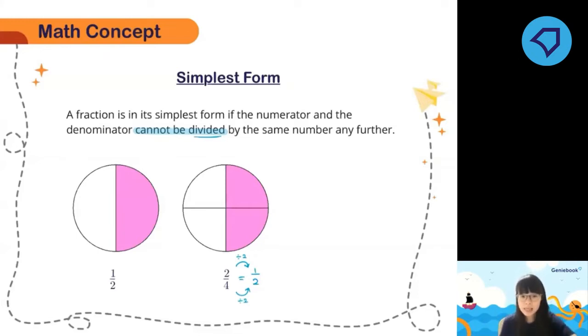Okay, so in this case, what is the simplest form of 2/4? 2/4 in its simplest form is actually half. Okay, let's try another one.